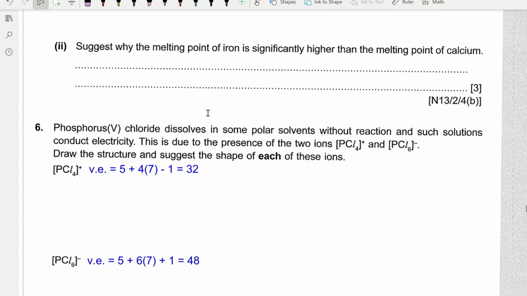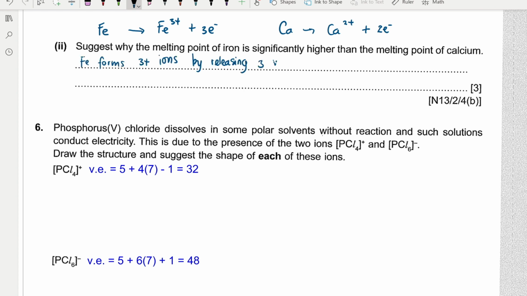Next, suggest why the melting point of iron is significantly higher than the melting point of calcium. One of the most stable ions of iron is Fe3+, whereas calcium only forms one type of ion, Ca2+. Because iron forms a 3+ ion by releasing 3 valence electrons, this makes the electrostatic force in iron stronger than in calcium.